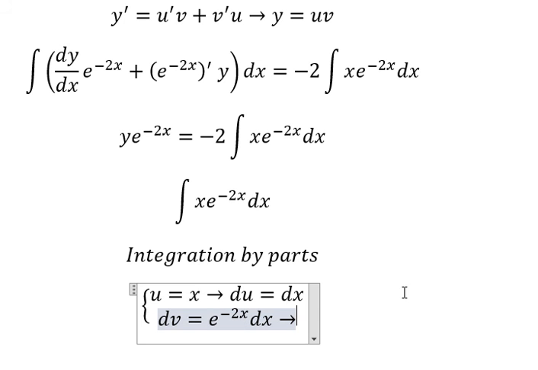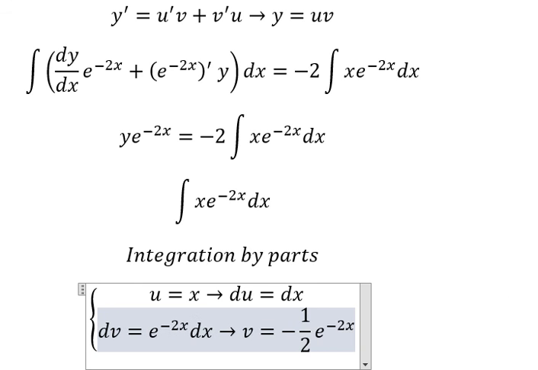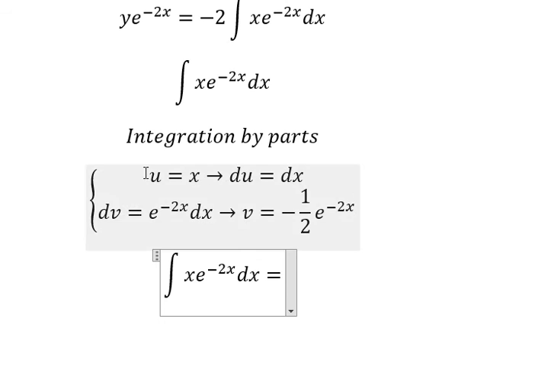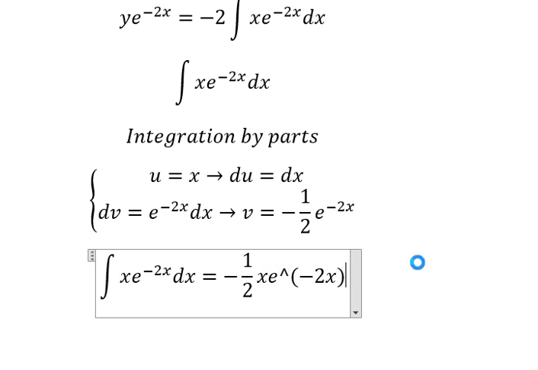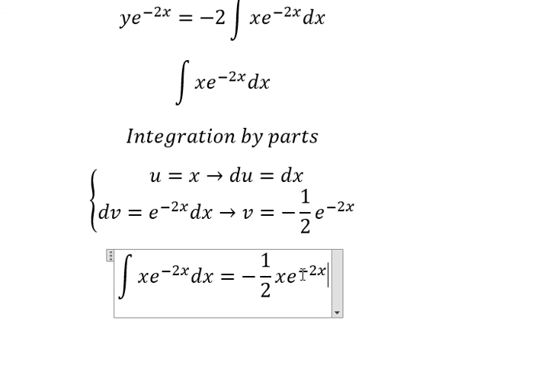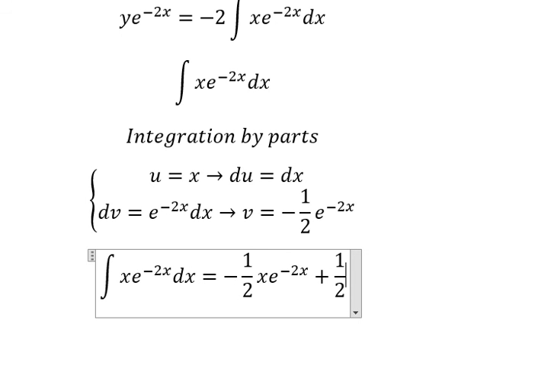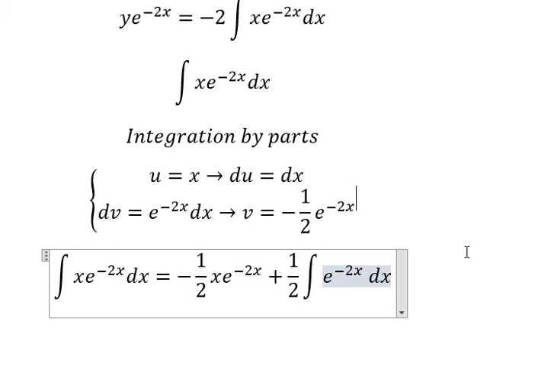The integration of this one, you get v equals negative 1 over 2 e to the power of negative 2s. So we have u multiplied by v minus, but we have another negative sign in here, so you get positive, and I will put du multiplied by v. So we have 1 over 2, and we have the integration e to the power of negative 2s ds.